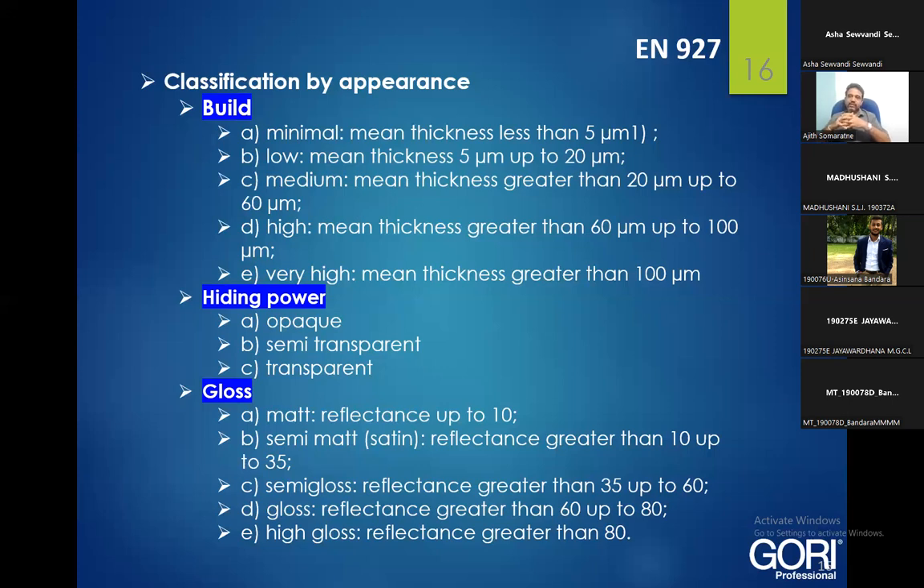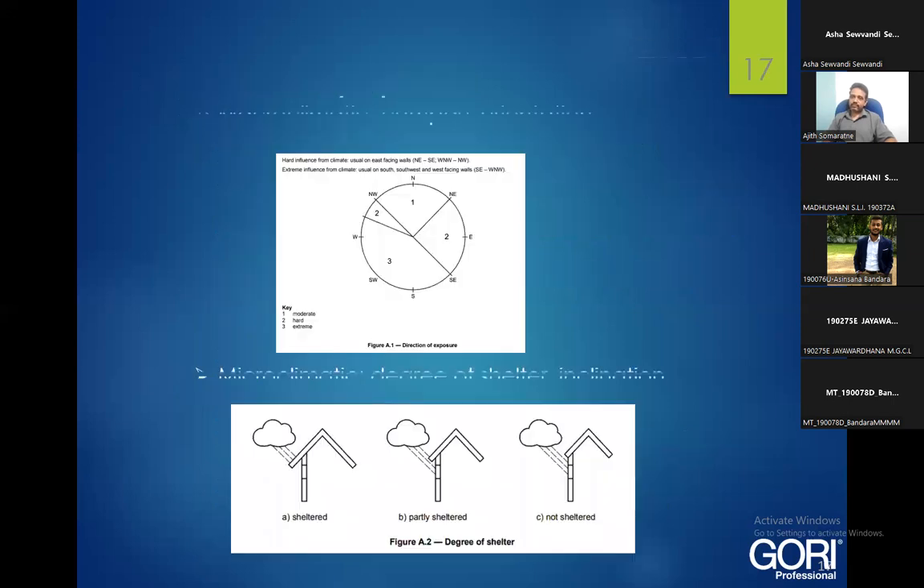Then the gloss level. This is also related to the appearance. We can have matte coatings, semi-matte, semi-gloss, gloss or high-gloss coatings, depending on the requirement of the architect, right? These are the three classifications by appearance.